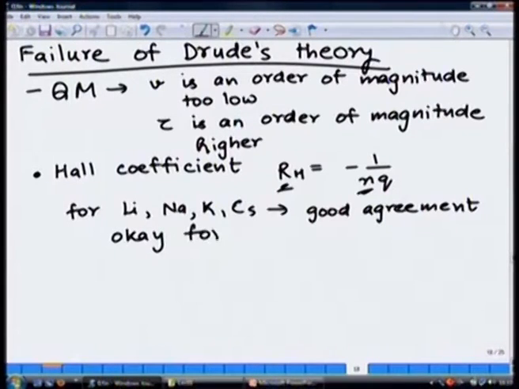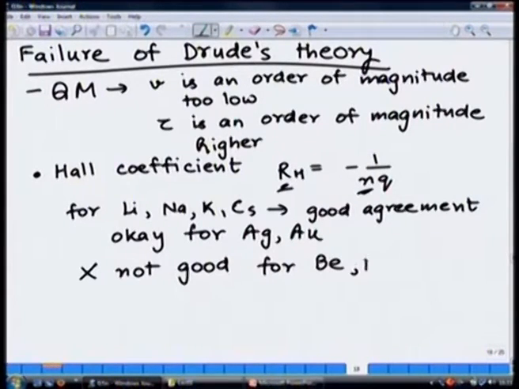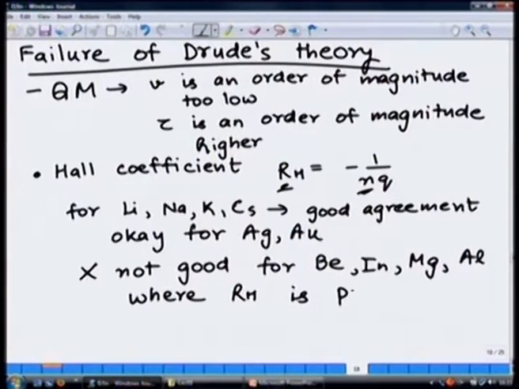But then it works okay for noble metals like silver, gold. It works okay. It does not work well for beryllium, indium, magnesium, aluminum, where RH is positive. It turns out that RH changes sign, the sign itself is wrong, meaning thereby that it appears so if you do a measurement.